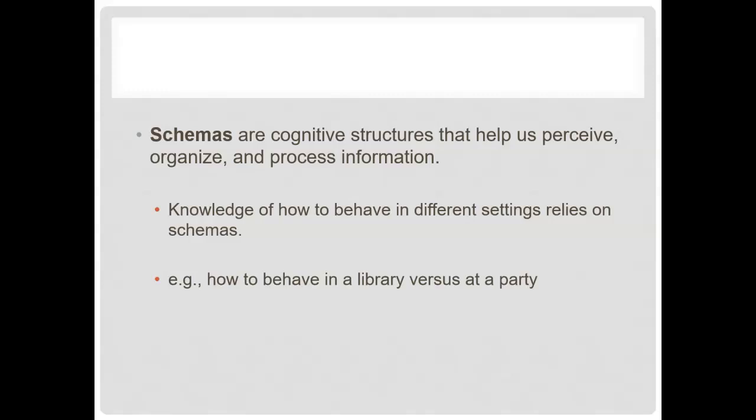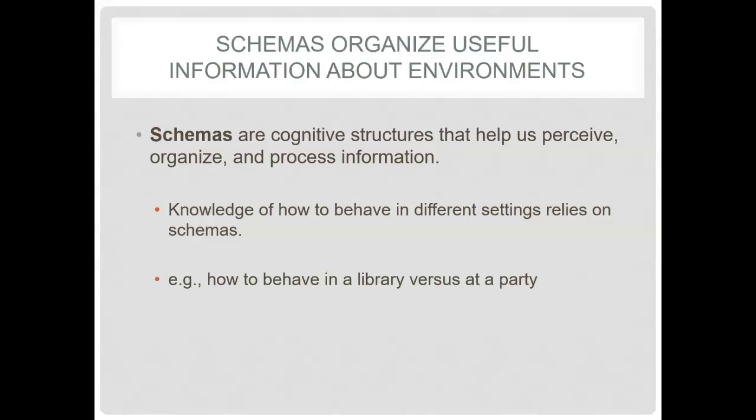So now we're going to talk about one of the ways that we process and organize information. So we use what are called schemas. And schemas are cognitive structures that help us perceive, organize, and process information. So I think of schemas like a file cabinet. And we're continually changing our schemas throughout the lifespan. So initially, we have pretty basic schemas. And I just think about an individual schema as like a file folder.